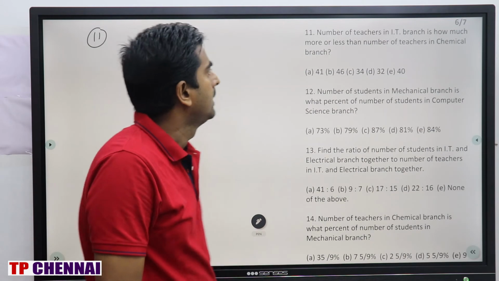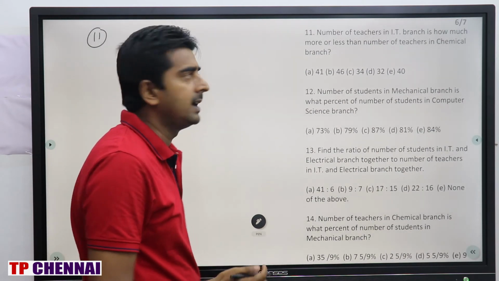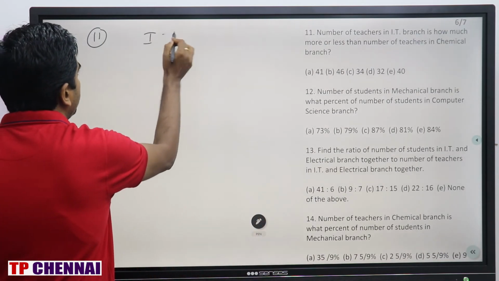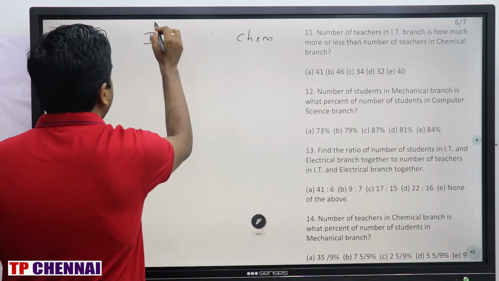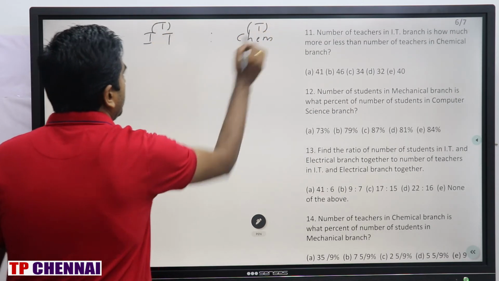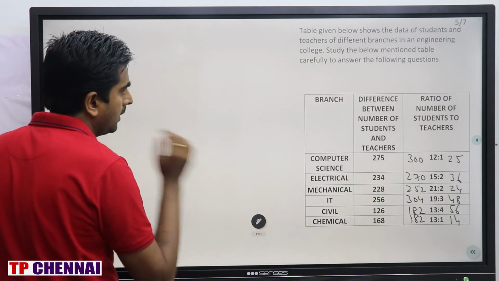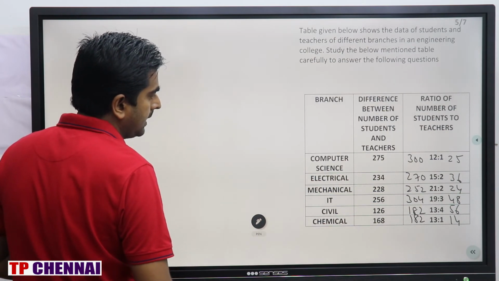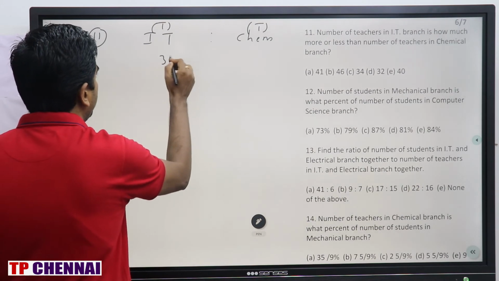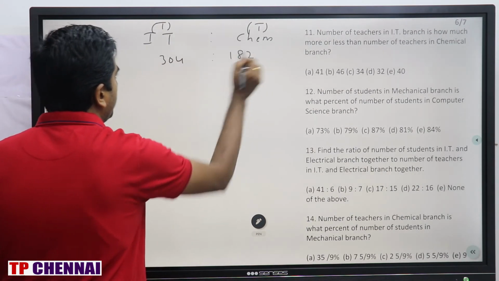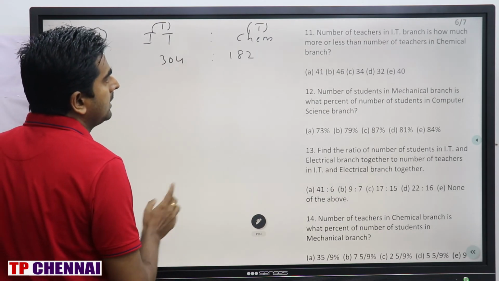Right? Question number 11. Number of teachers in IT branch is how much more or less than number of teachers in chemical branch? Teachers in IT and teachers in chemical. Teacher in IT and teacher in chemical. 304, 182. Right? How much more or less than this one, right?